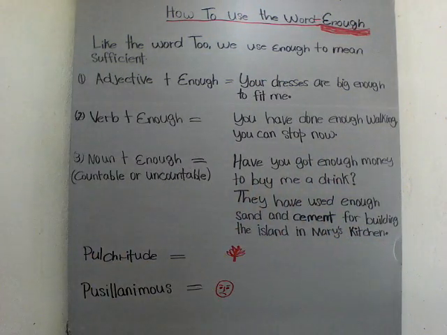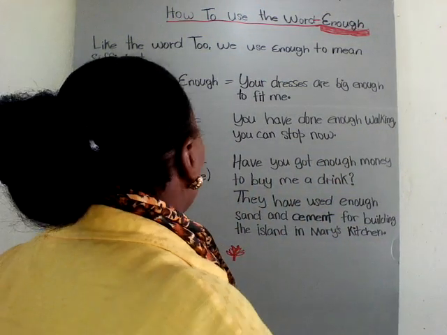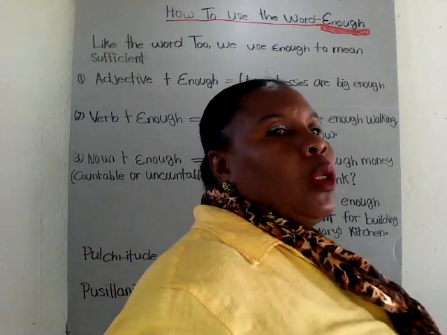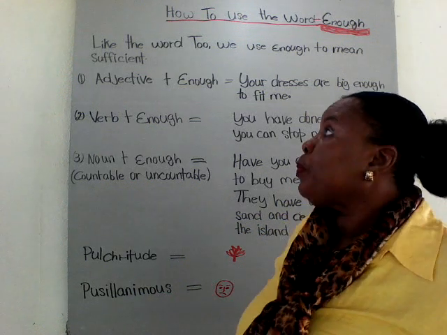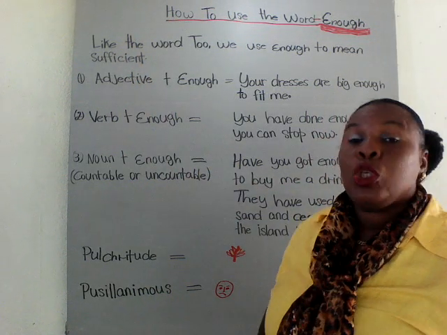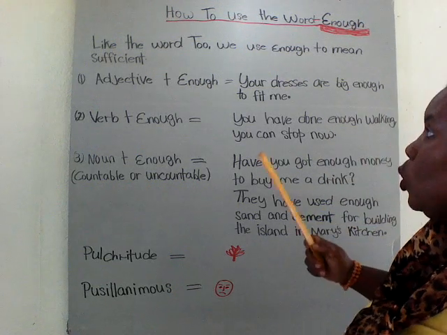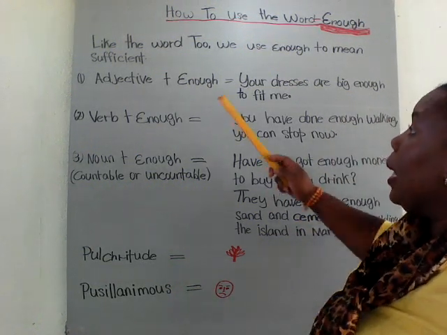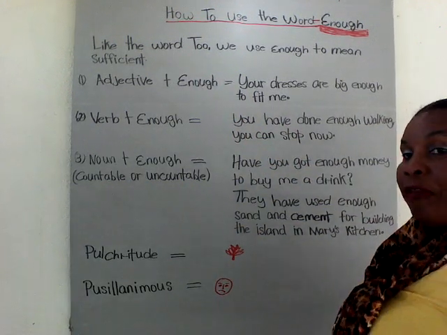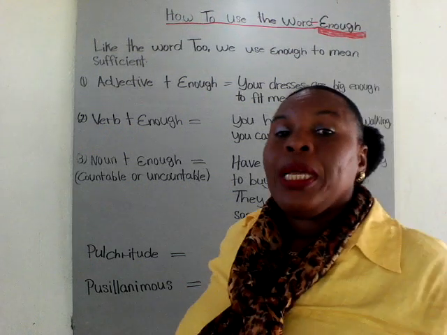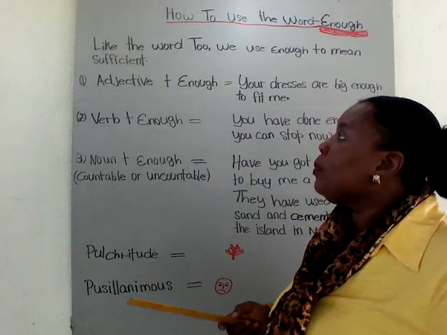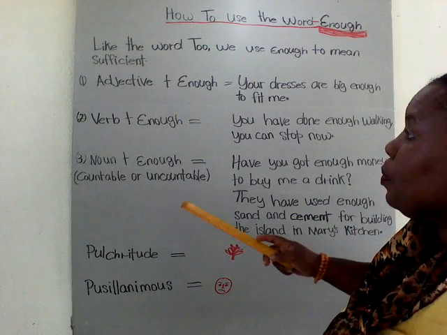In this class, we are going to be talking about how to use the word enough. Okay? So let's begin. Like the word too, T-O-O, too much of something, excess. Like the word too, we use enough to mean sufficient. We use the word enough to mean sufficient, right? Excessive, too much, plenty, an enormous amount.